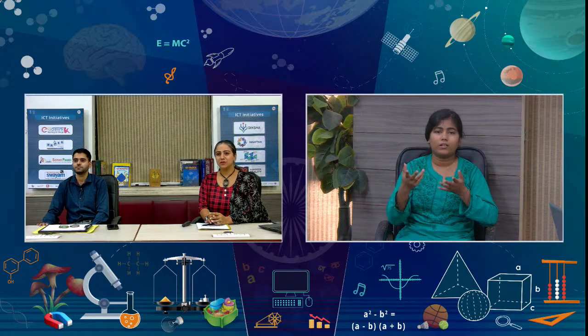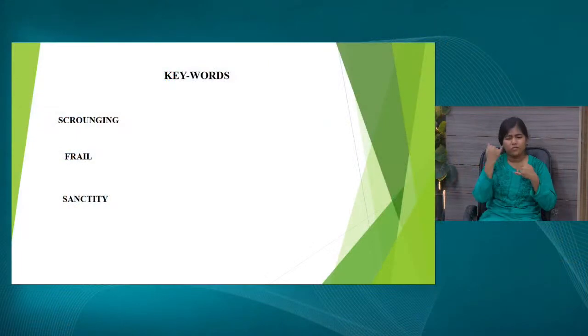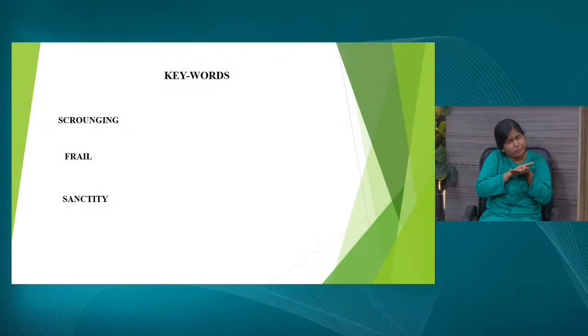So we have the keywords in front of us, and they are scrounging, frail, sanctity. Okay.